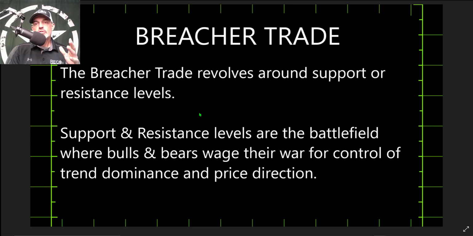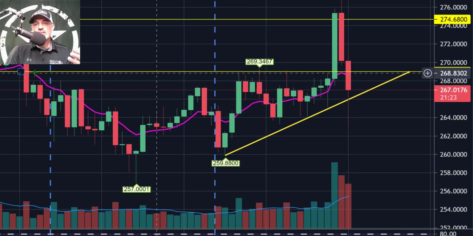All right, so what is my breacher trade strategy? Well, basically, the breacher trade revolves around support or resistance levels. Now, support and resistance levels are the battlefield where bulls and bears wage their war for control of trend dominance and price direction.